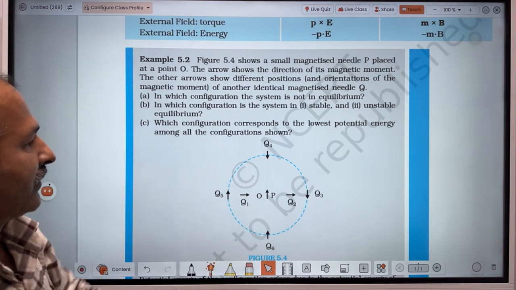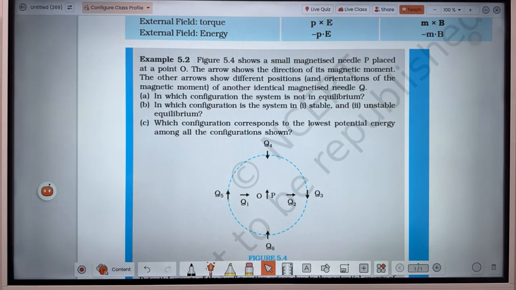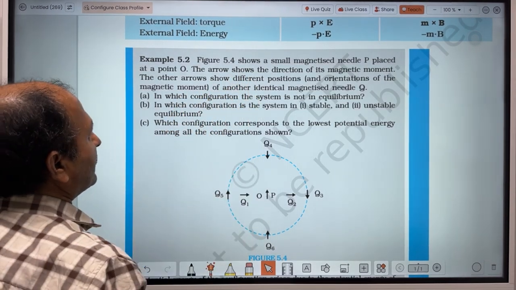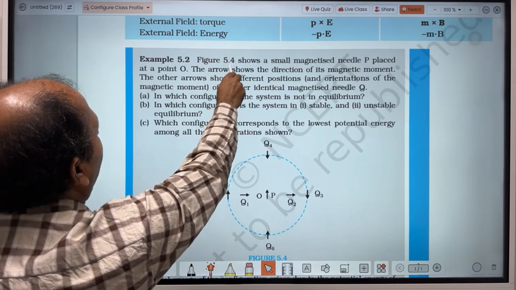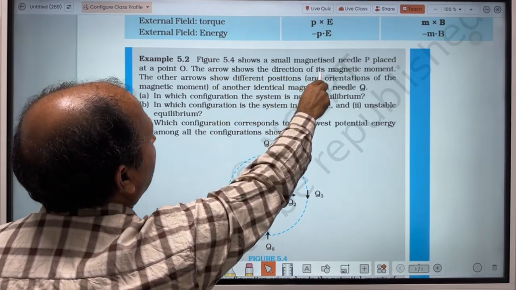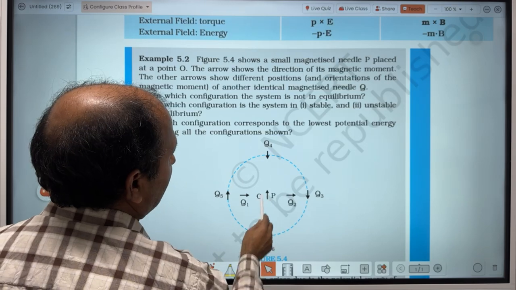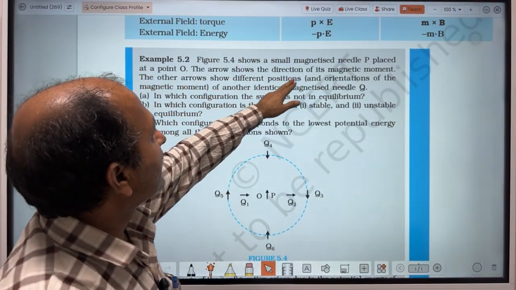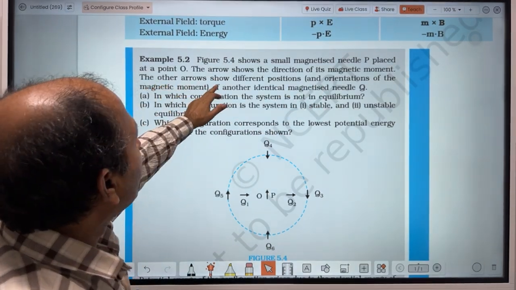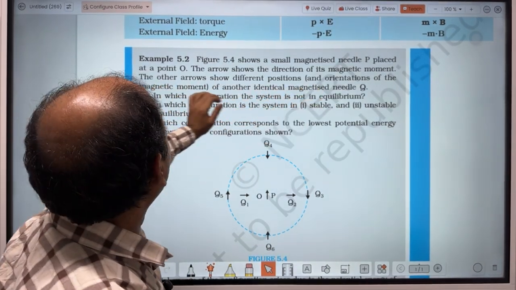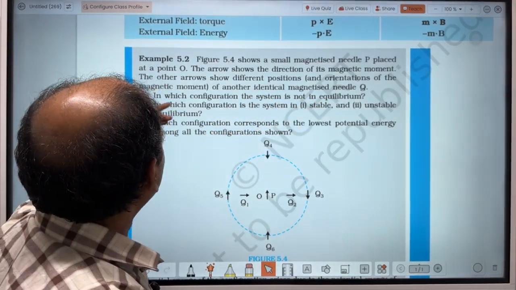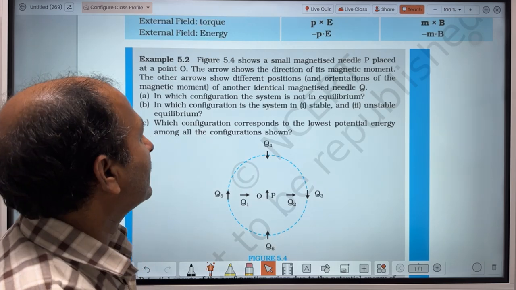Here a figure is given. We have to find out the stable and unstable equilibrium. So let's see what the question says, and after that we are going to analyze. Figure 5.4 shows a small magnetized needle P placed at a point O. The arrow shows the direction of the magnetic moment. The other arrows show different positions and orientations of the magnetic moment of another identical magnetized needle Q. Now, in which configuration is the system not in equilibrium?